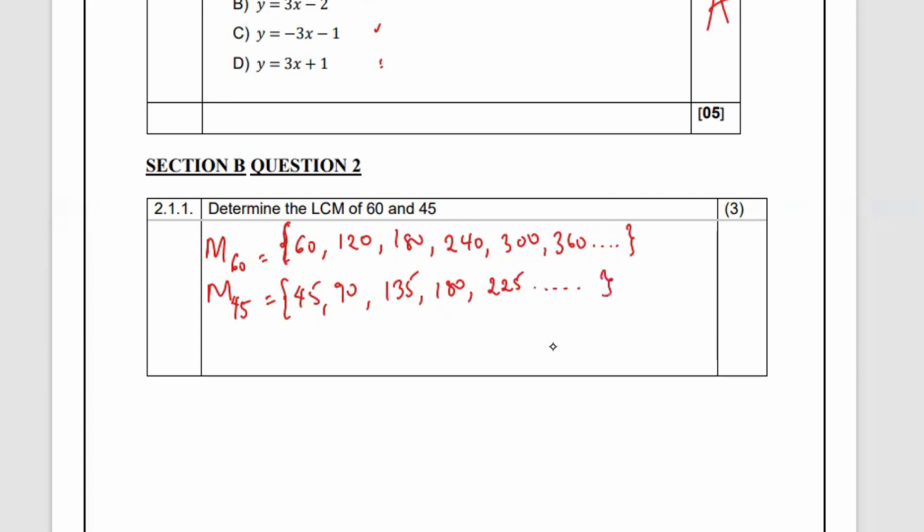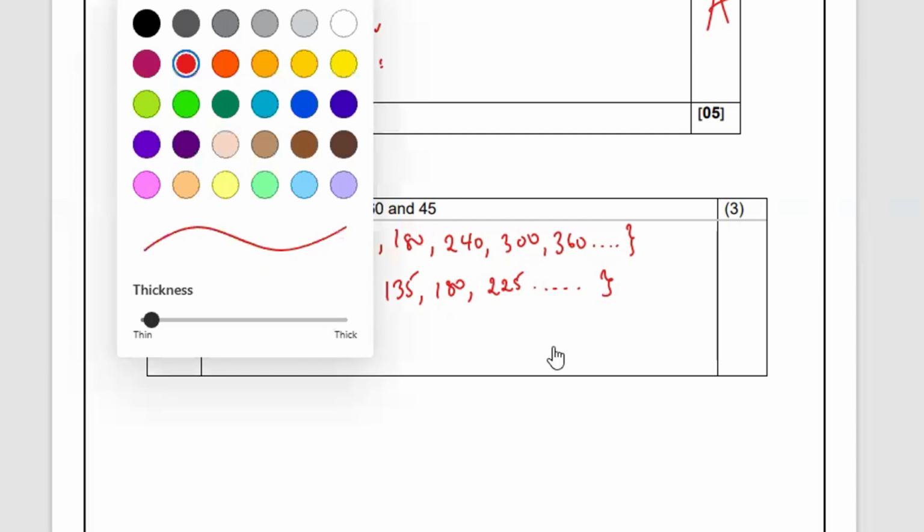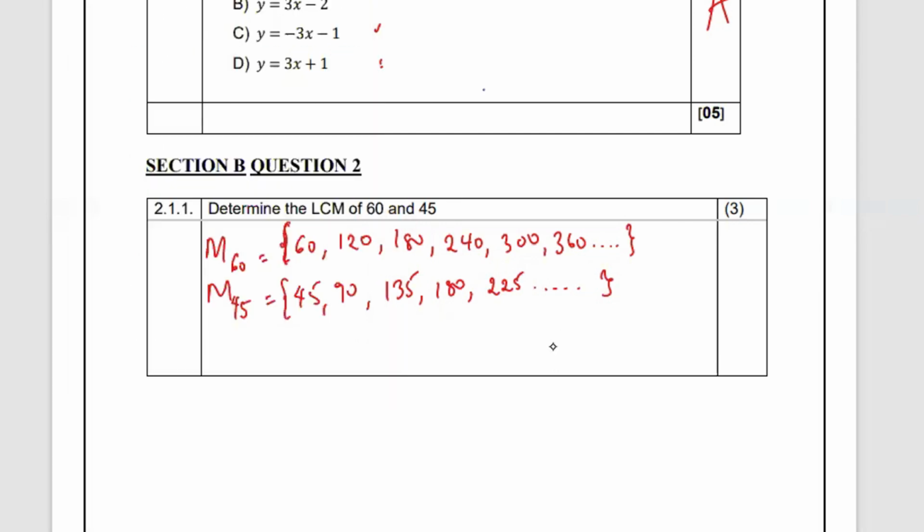Okay. Now, when we look at the two options, we need to highlight what is common. So I'm already seeing 180 and 180 as the smallest number that is common. Which means my LCM becomes 180.